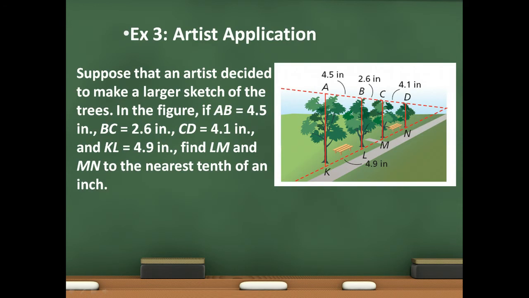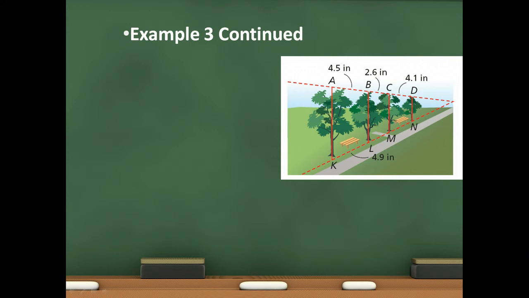An application for an artist using perspective. Suppose an artist decided to make a larger sketch of the trees. In the figure, if AB is 4.5 inches, BC is 2.6 inches, CD is 4.1 inches, and KL is 4.9 inches, find LM and MN to the nearest tenth of an inch. So if we look at our picture, we are given that AK, BL, CM, and DN are parallel lines.